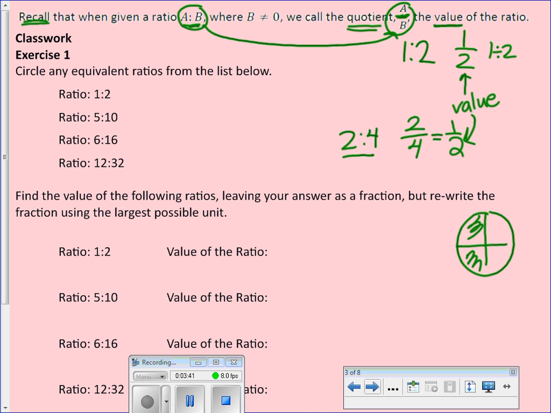So can we say that 2 out of 4 is equivalent to 1 out of 2? Can we say that those two ratios are equivalent? Yes, because they have the same value. That's pretty much our whole lesson. So let's take a look at exercise number 1. Circle any equivalent ratios from the list below using the double V method.